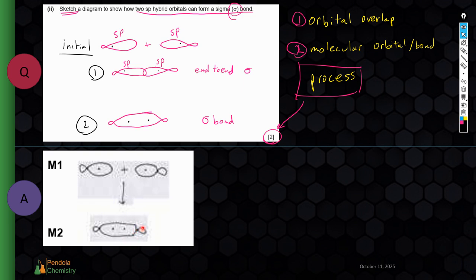All right. So there are various variations of these questions. Most of them are going to ask you for one of these things, of course, when you're sketching either the overlap, the actual molecular orbital, or some combination of the process. But you can figure them out as you read them. Just be very careful with the wording of the question.